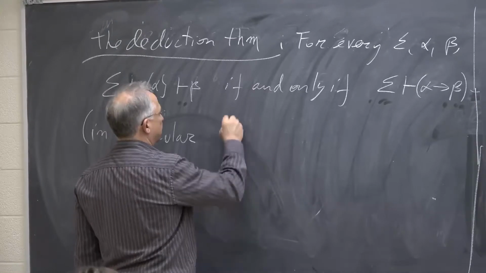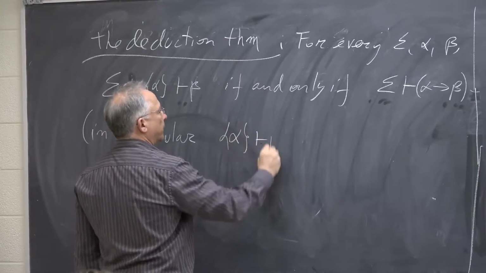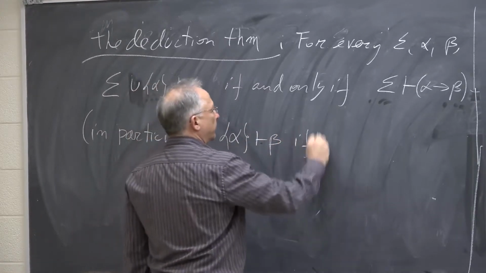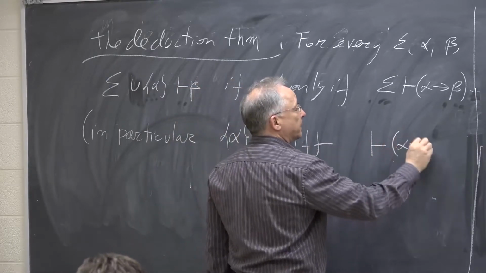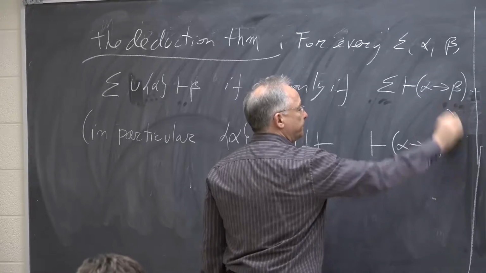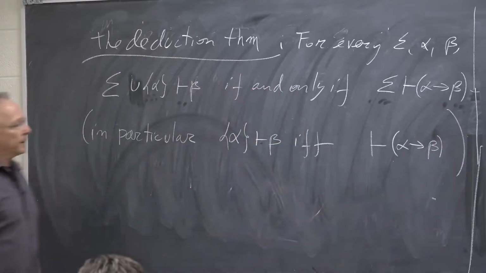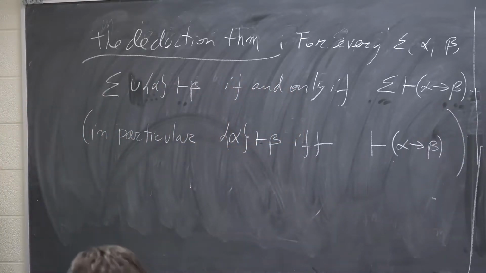In particular, from assumption alpha I can prove beta if and only if I can prove without assumptions that alpha arrows beta. This is just the case that sigma is empty. If from assumption alpha I can prove beta, it's the same thing as saying that I can prove without any assumptions that alpha arrows beta.